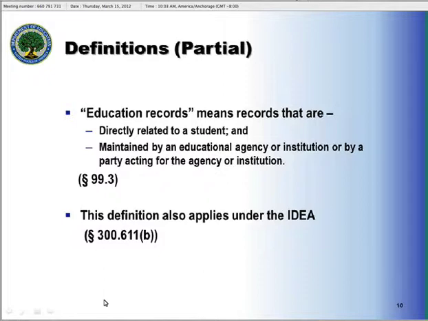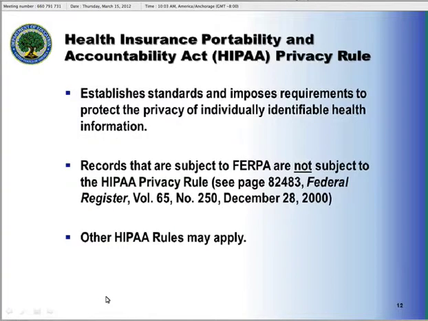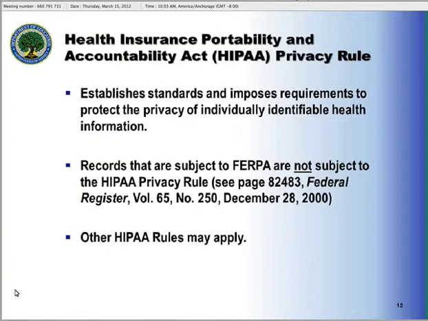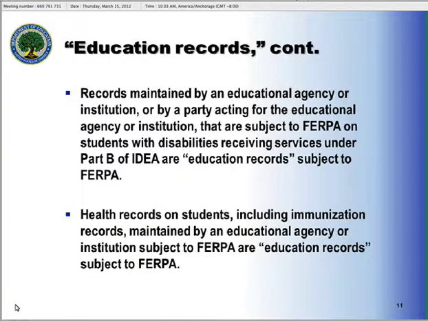The most basic definition is the term education records. Education records are broadly defined to mean those records that are directly related to a student and maintained by an educational agency or institution or by a party acting for the agency or institution. Now, by educational agency or institution, we mean the school district, the school, or the post-secondary institution where the student attends. The IDEA definition of education records refers to the FERPA definition.